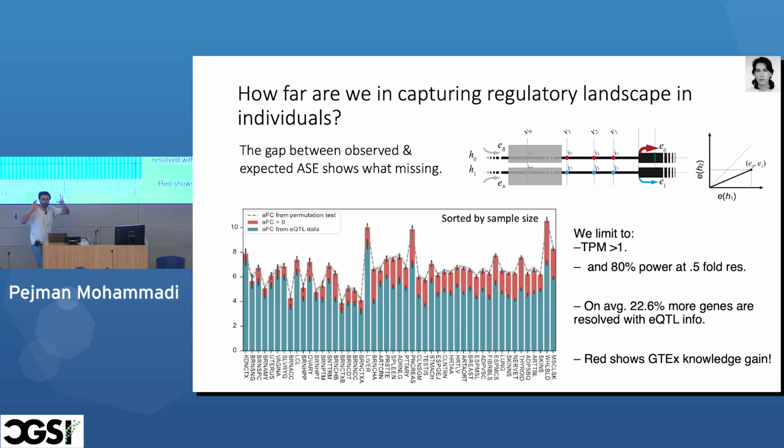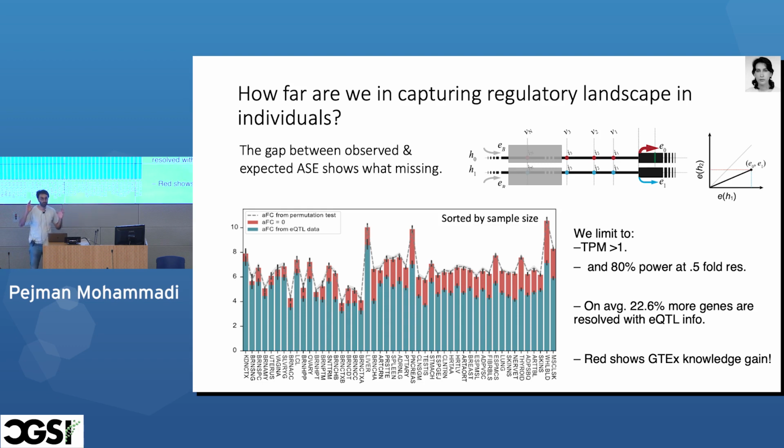Now, it's a little finicky. You need to account for power and a bunch of stuff. So we did that, and this is what comes out of it. This is all the GTEx tissues sorted by their sample size. The total height is the number of genes that had some sort of allelic imbalance that was at least half a fold off from what we expect, which is 50-50 in this case. And this red area is the subset of those that we could describe with the entire available eQTL data from GTEx. Now, the first thing is that that's an unremarkable part of it. So that just comes to about 22.6% of everything we couldn't describe before GTEx.